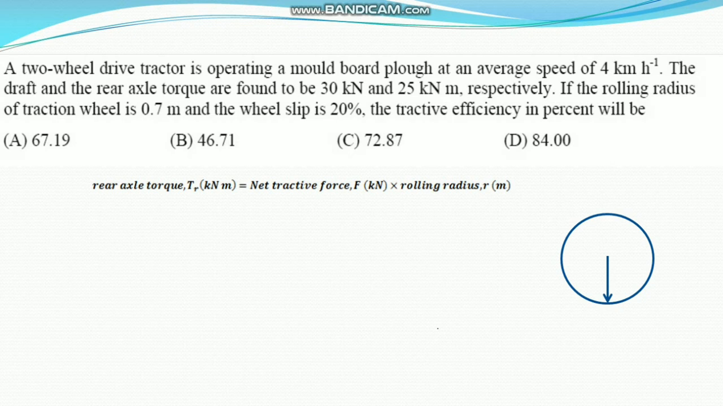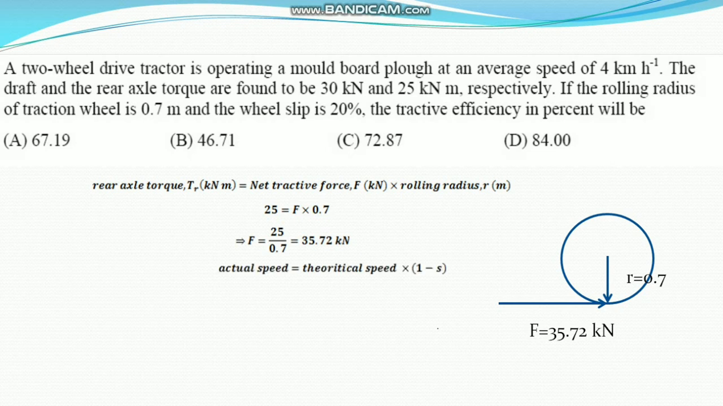We know rear axle torque, TR in kilonewton meter, is equal to net tractive force, that is F, into rolling radius. So rolling radius is given here, that is 0.7 meter, and net tractive force F we have to find out. That's why 25 is given, that is torque, and F is the net tractive force into rolling radius. From here we can find out the net tractive force. F is 35.72 kilonewton.